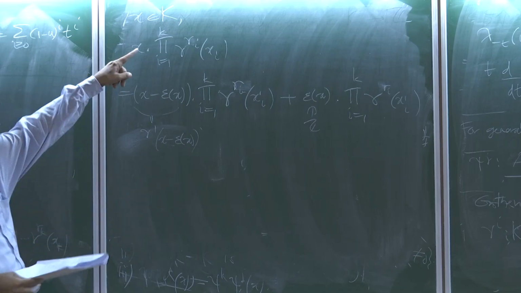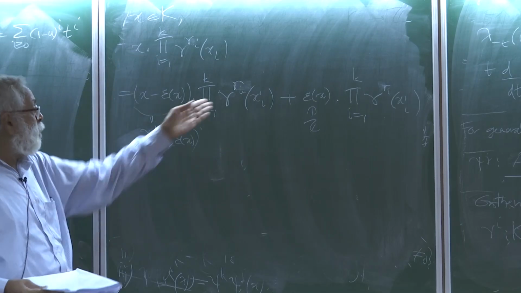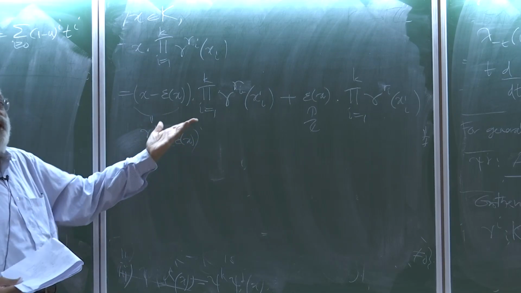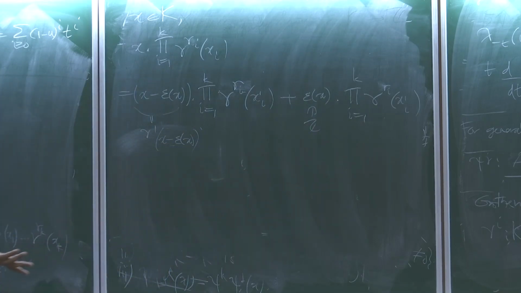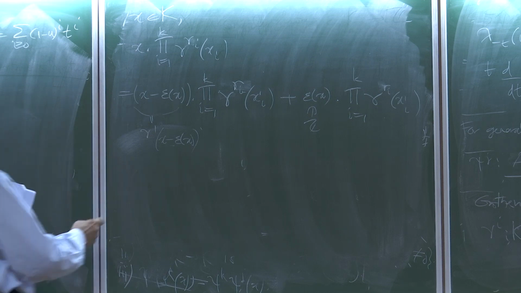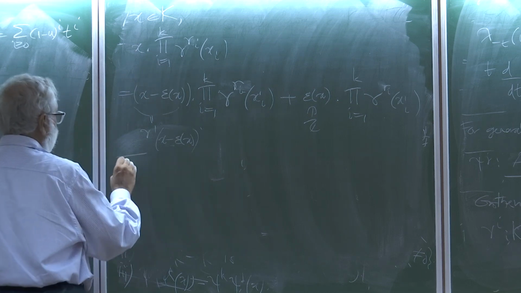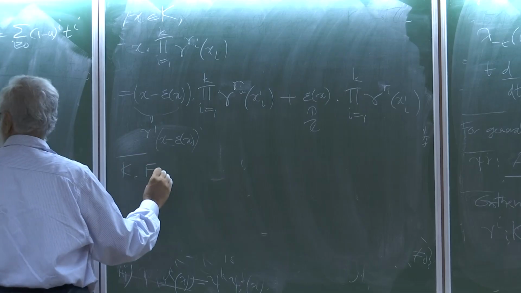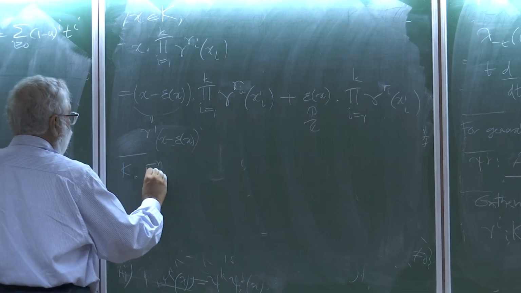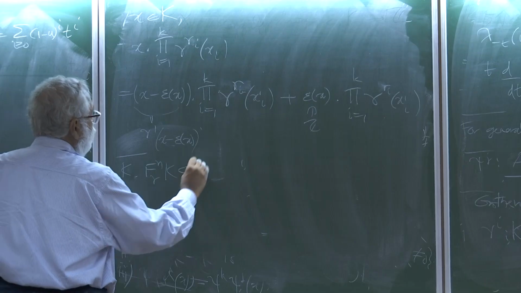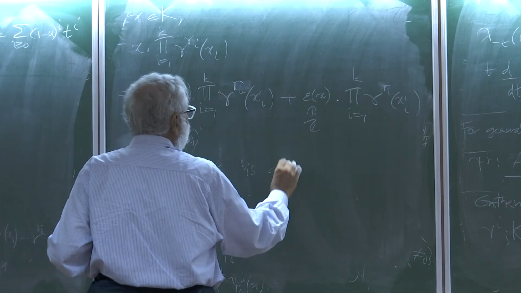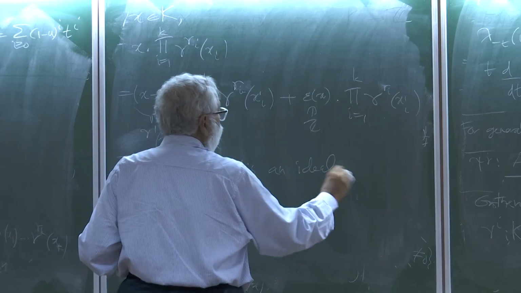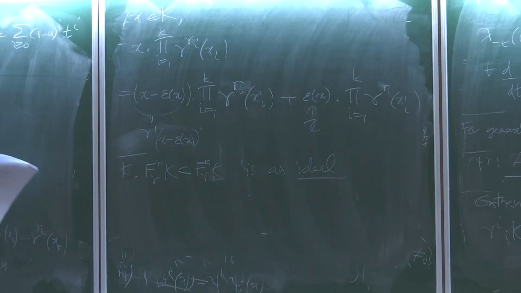So the point is, I've written this as a sum of two terms. This is a monomial of even higher degree, and this is an integer multiple of the same monomial. So it says that k times Fn gamma of k is contained in Fn gamma of k. Fn gamma is an ideal in the ring.